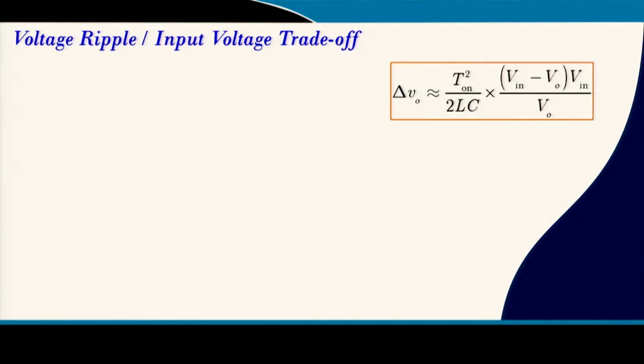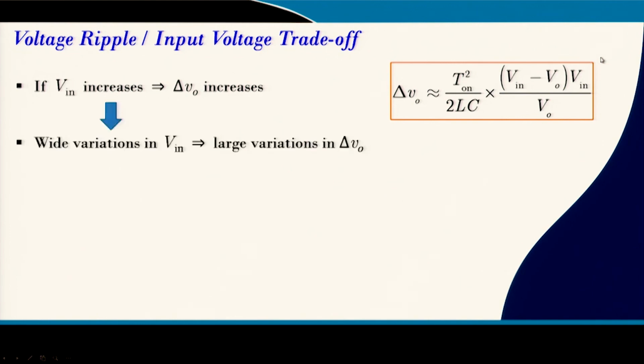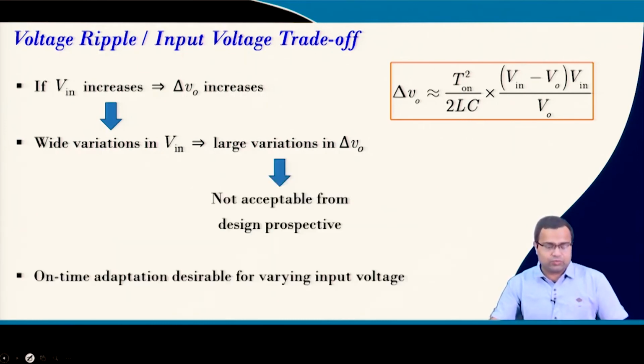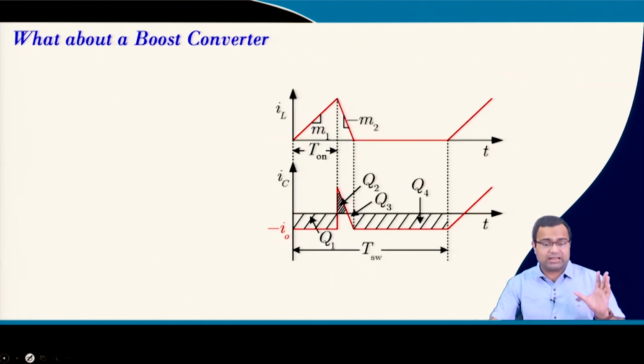But it also has a problem when there is a change in input voltage, because you see this expression shows that when there is a change in input voltage, both the terms are in the numerator. So, it can drastically increase the output voltage ripple, and for higher input voltage it can deviate beyond the tolerable limit. So, we need to do some adaptation in the on time.